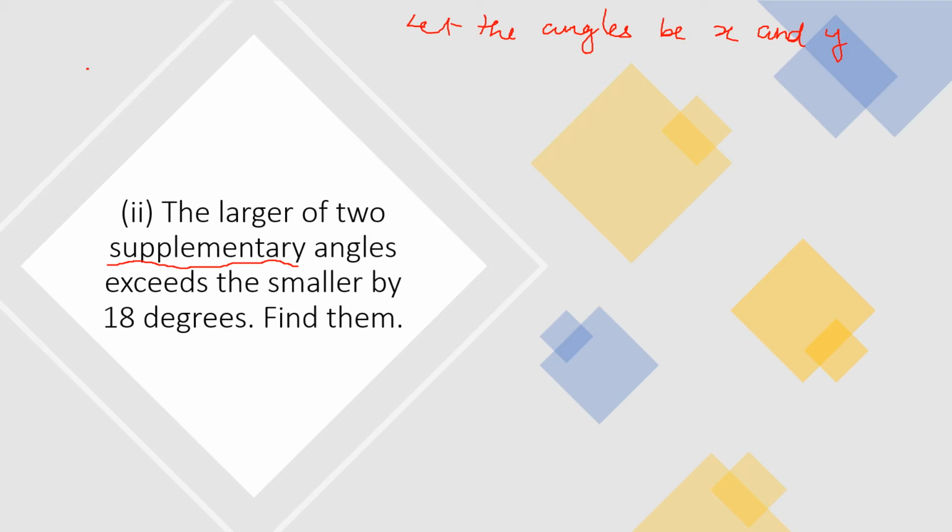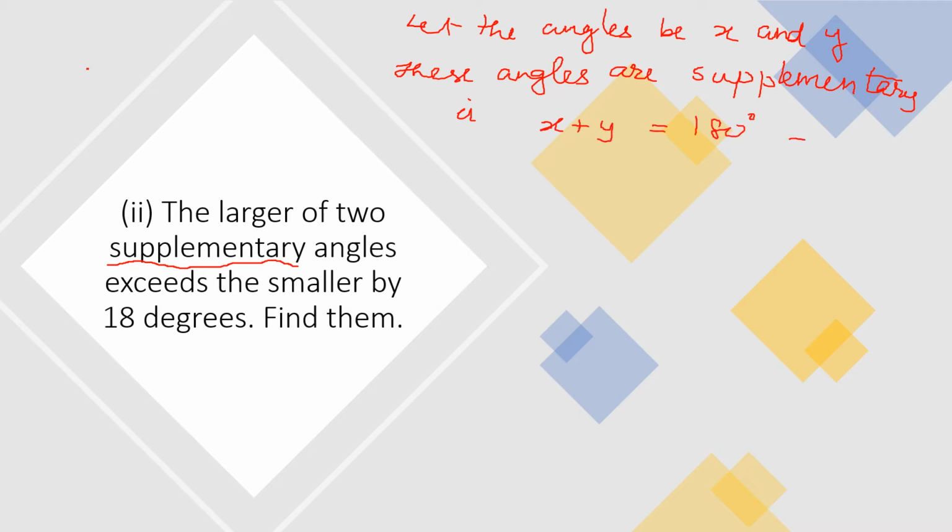And it is given that the two angles are supplementary. What do you mean by supplementary? Supplementary means when you add them up, you should get 180 degrees. That is x plus y is equal to 180. That is the first equation that we are getting.